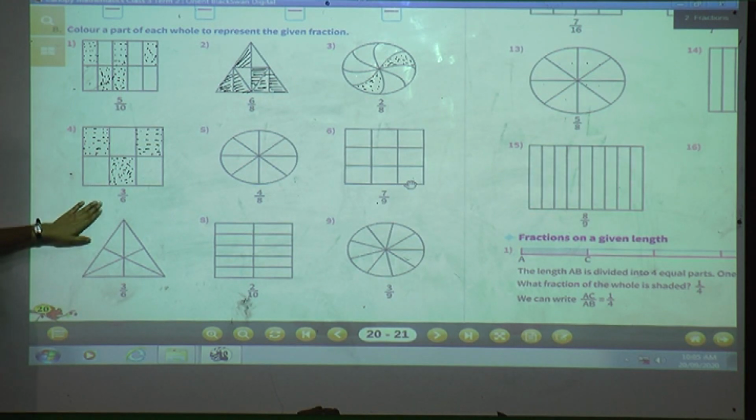3 by 6 means what? This whole is divided into 6 equal parts. You can count here 6 parts are there. And out of that 6 parts you have to color 3 parts because the numerator is 3. So you have to color 3 parts here.